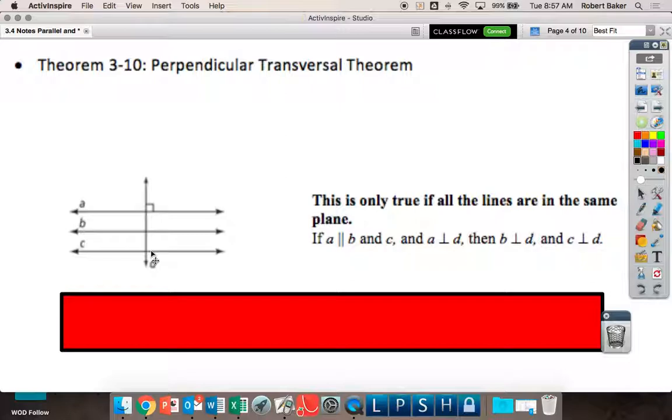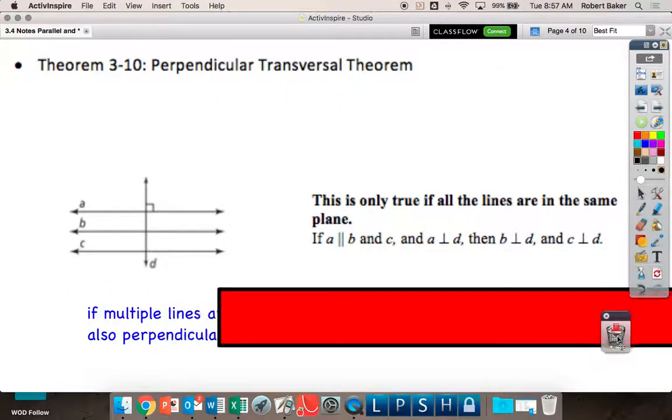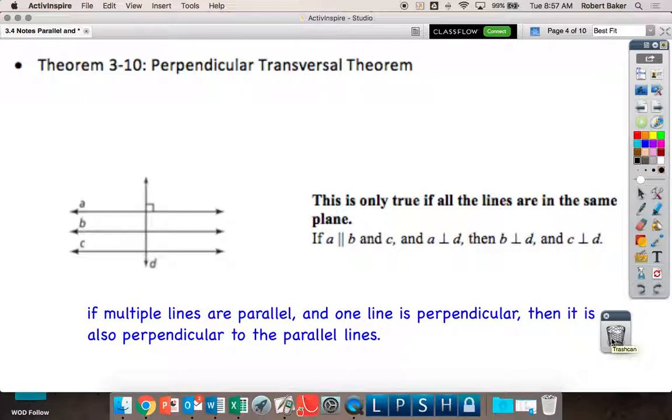I wrote something. It's not great, but it does the job. If multiple lines are parallel and one line is perpendicular, it's also perpendicular to all the parallel lines. That's probably not any better than the book definition, is it? No.